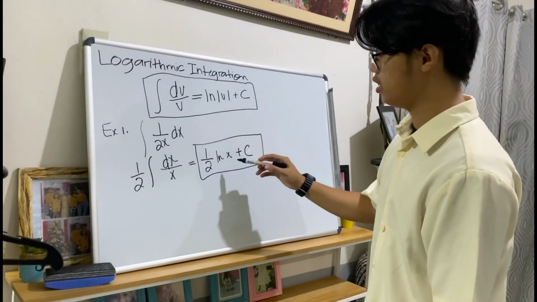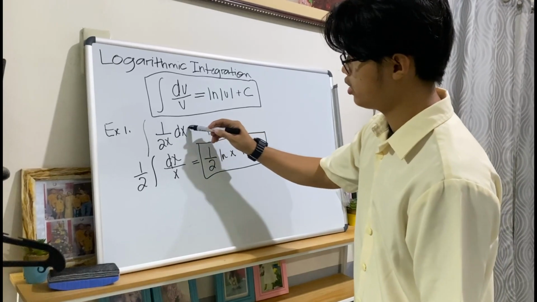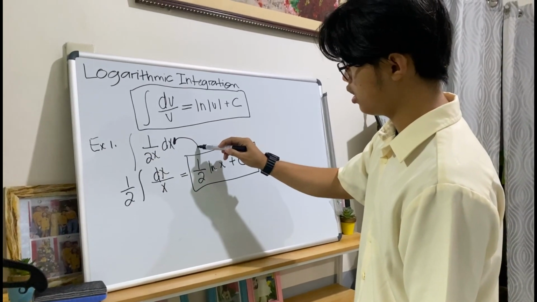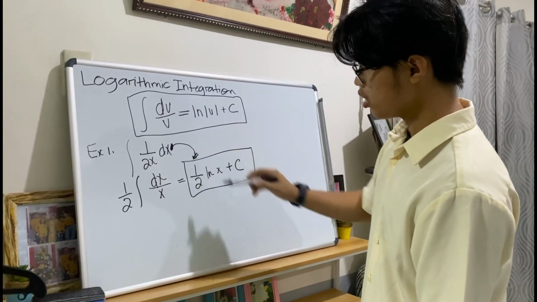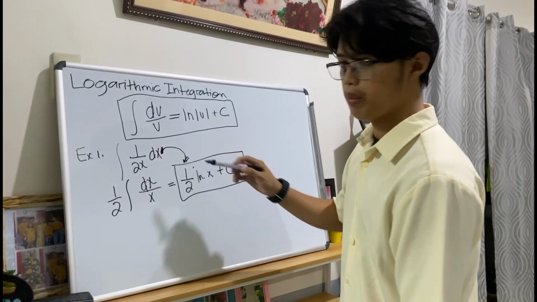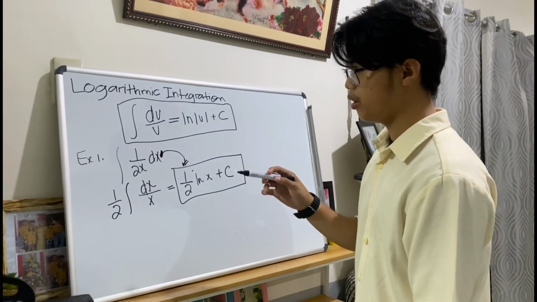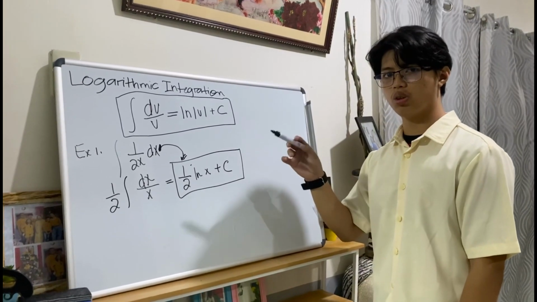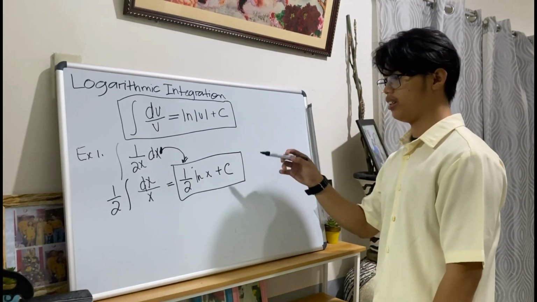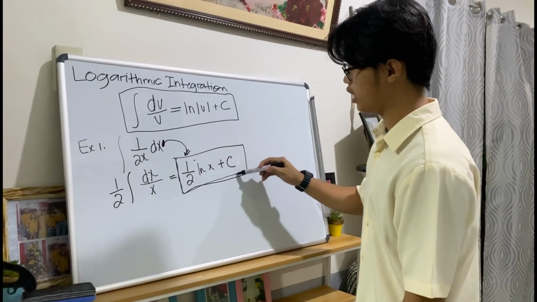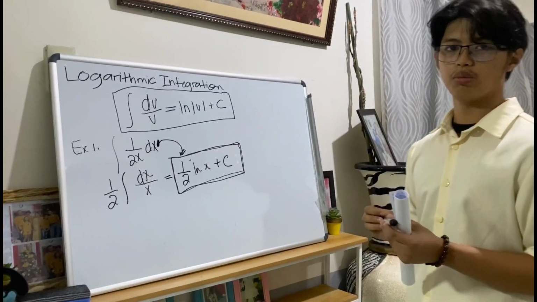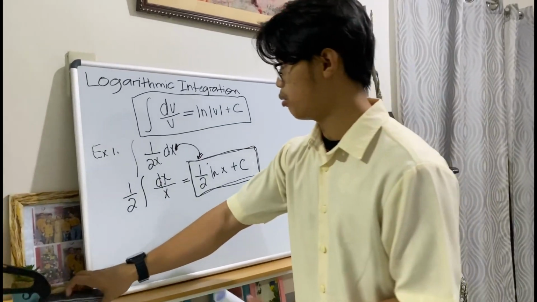So if we integrate this, we will just get this answer, because this is just the derivation of this function. So the main idea of integration is just rewriting the derivative into its original formula. So that's the main idea of integrating a function. Let's move to our next example, example number 2.